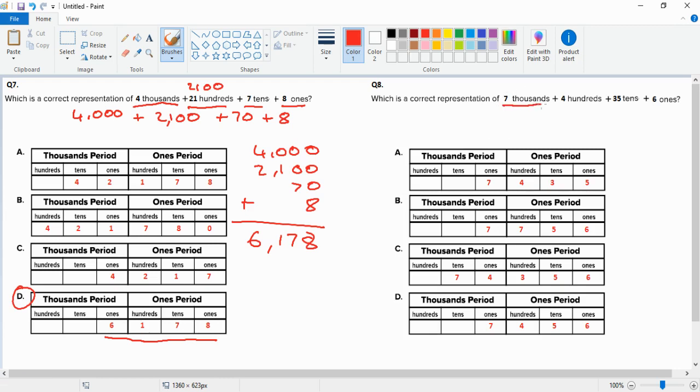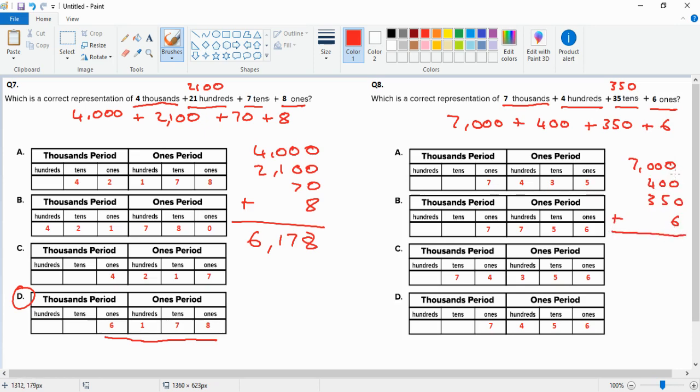Which is the correct representation of 7 thousands, 4 hundreds, 35 tens, and 6 ones? Well, 7 thousands, 7,000. 4 hundreds, 400. 35 tens, 35, swap the tens for a 0, is 350. And 6 ones is 6. Copy your numbers, line them up correctly, use your rough work, rough piece of paper if you have no space, and add correctly. All the zeros plus 6 is 6, 0, 0 plus 5 is 5, 0 plus 4 plus 3 is 7, and then you have 7.